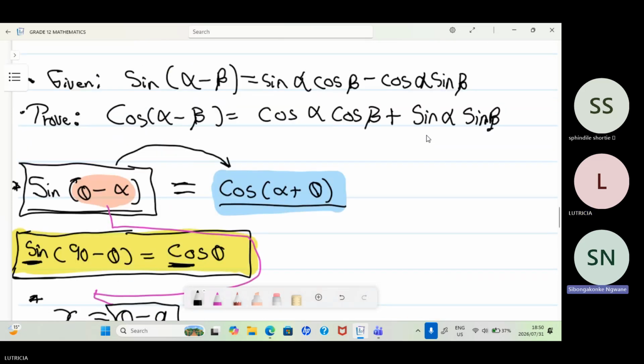Yeah. So basically on that first step, wait, what did it do? Let me see. Lutricia, can you go back, what did you do? Let me see.